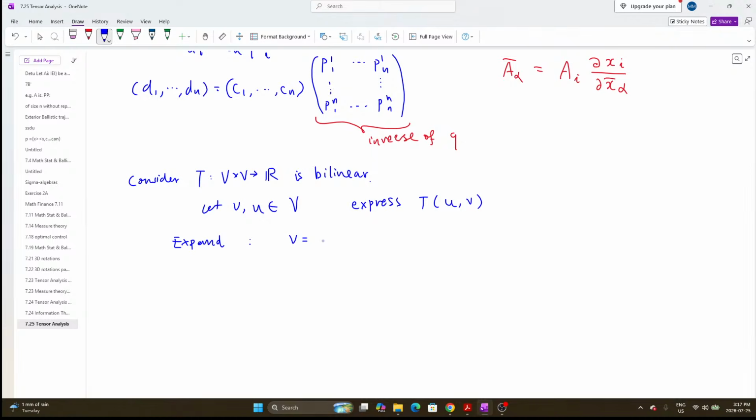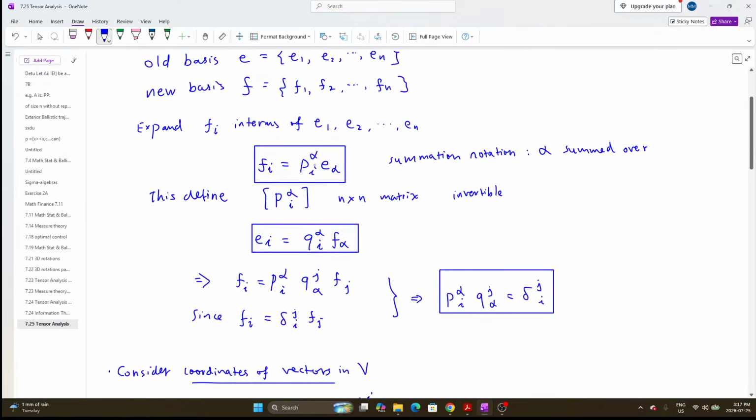Okay, so why don't we just use A? Okay, so I ran out of ideas. So A times E, A upstairs I times E I downstairs. Okay, this is what I mean. So expand V relative to the first basis E. The same E, okay? Still hasn't changed.